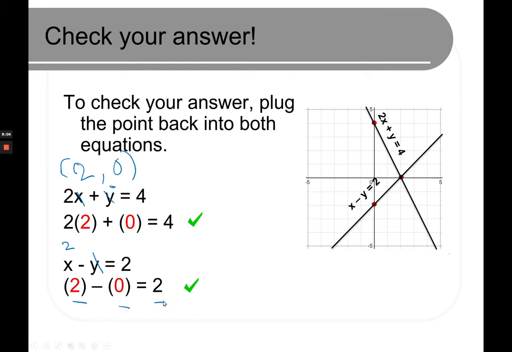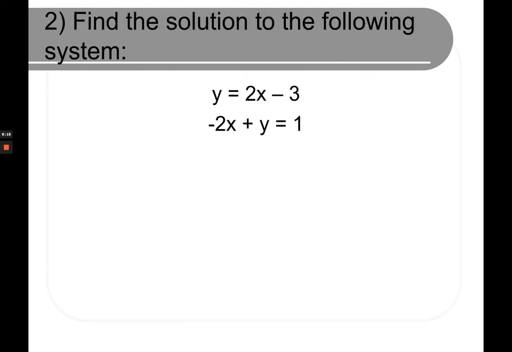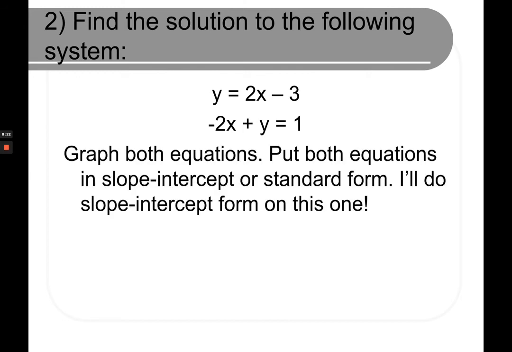And therefore, indeed, this is the correct solution. The solution is 2 and 0. The coordinate of the solution is 2, 0. Let's find the solution of the next example.